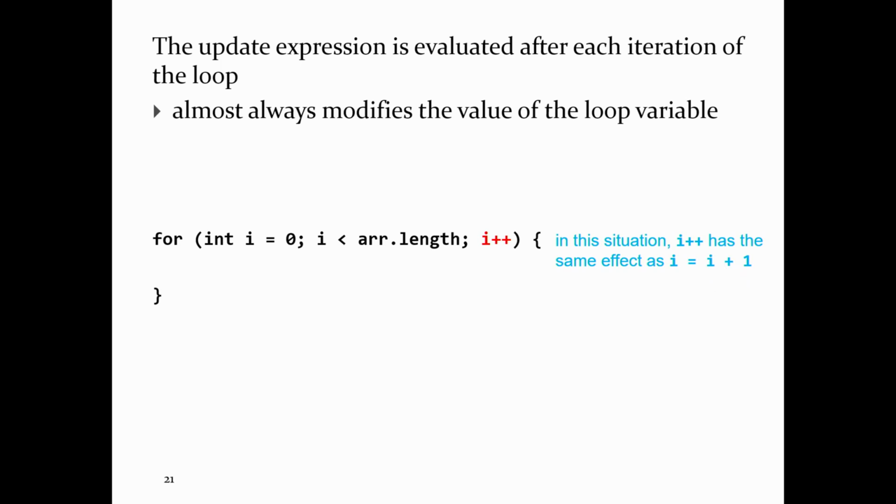Now you have to be careful about translating i++ to i equals i plus 1. It turns out they don't exactly mean the same thing. There is a subtle difference, but for the time being, it's fine. i++ means increment the value of i by 1. You could write it out manually as i equals i plus 1, that's fine. Another way to write it in Java is to write i plus equals 1.